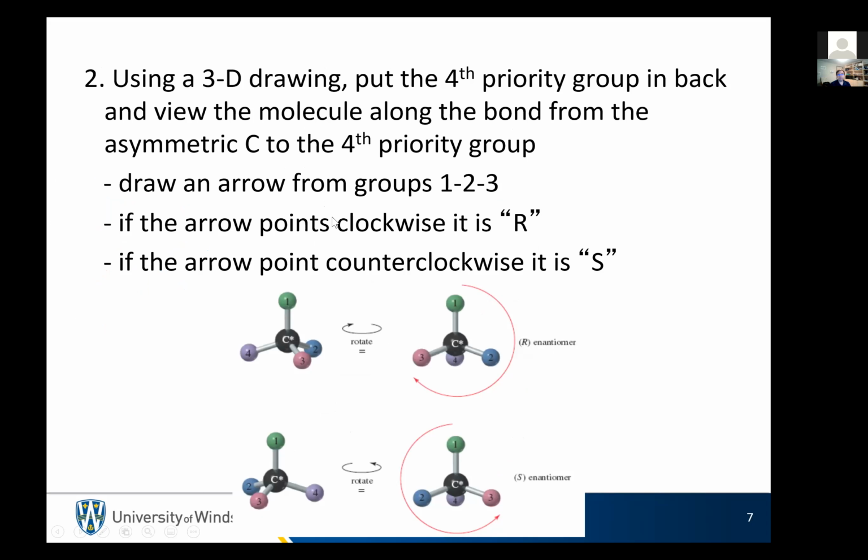Okay. Great, we've written numbers on a page. Now what do I do with those numbers? Once you've assigned the priorities, you rotate them such that the fourth priority thing, almost always a hydrogen, is pointing directly away from you. You've got to do this rotation in your head, or you can build a model kit and do your rotation with your model kit.